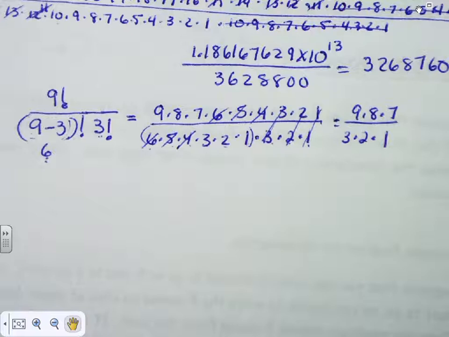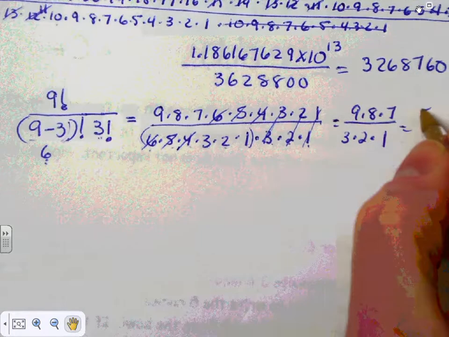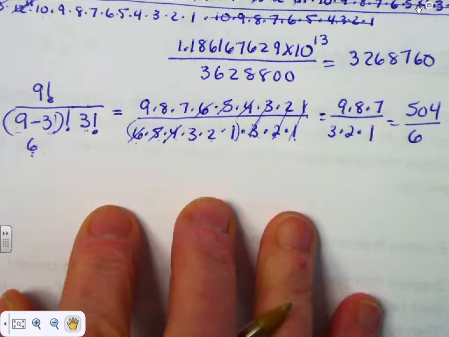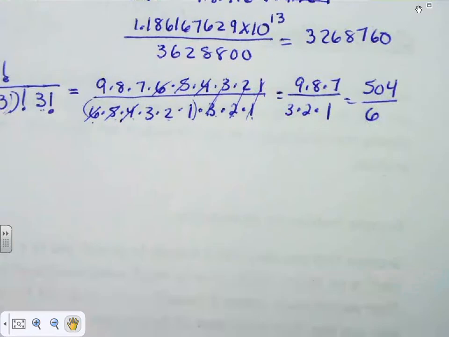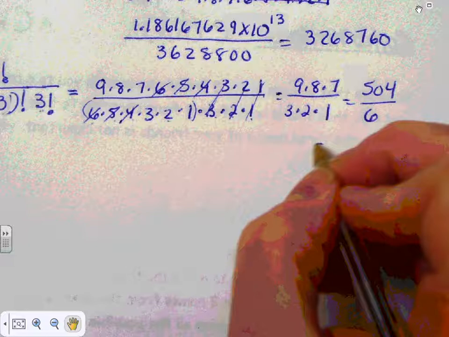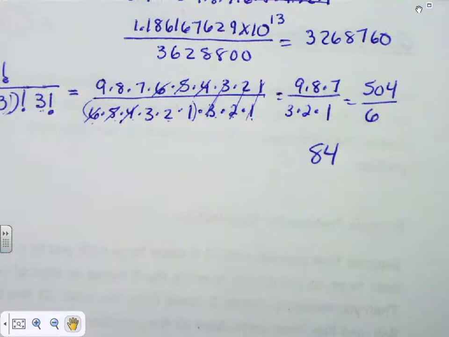So let's see. 9 times 8 times 7. So 504. How about you just divide it? It should divide nice. So you would have 84 different ways to take those 3 toppings if there were 9 to choose from. That's closer to what your homework is going to be, okay?